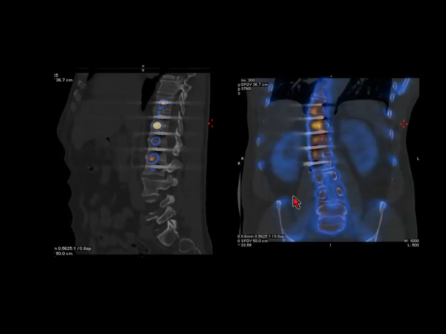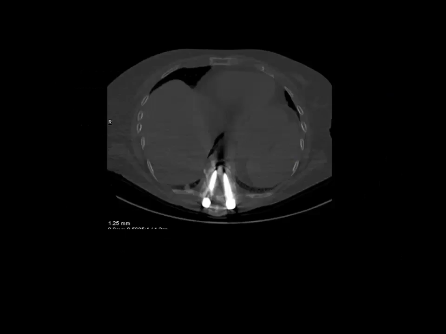And when you fuse it, you don't see anything on coronals, and then this is the proximal one, and then if you see the axial, there is loosening. So basically you need to marry all the images together and then you conclude what the findings are.